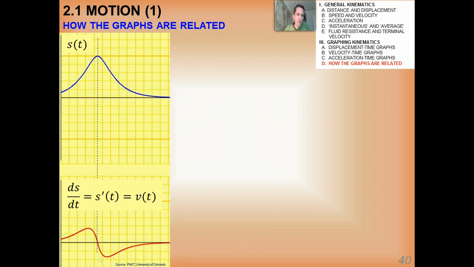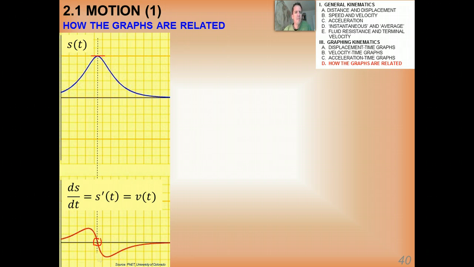Everywhere on this side the slope should be positive, and it is right here. Everywhere on this side the slope should be negative, and it is over here. There's only one point where the slope is 0, and that's at the very top of that curve, and that's depicted right here in this graph, okay?